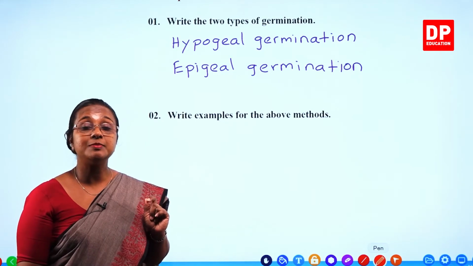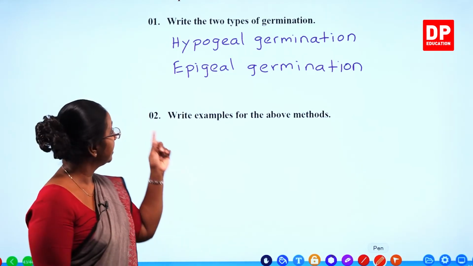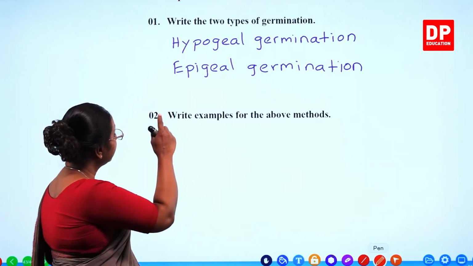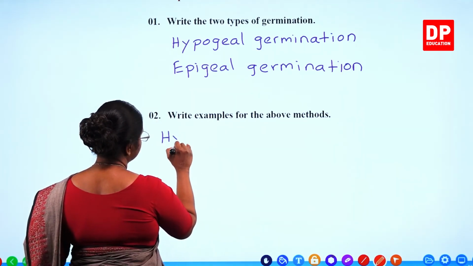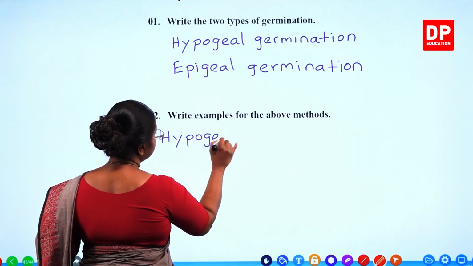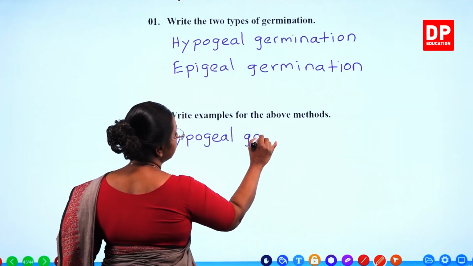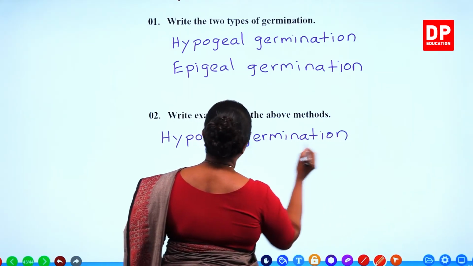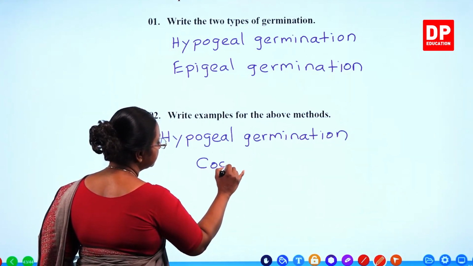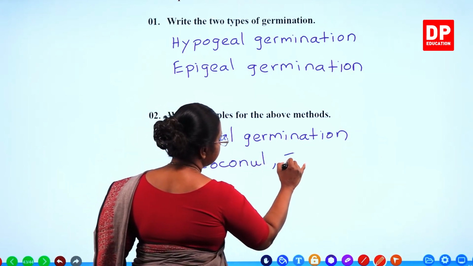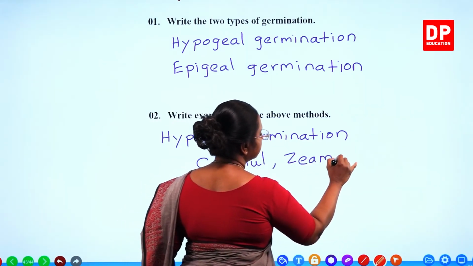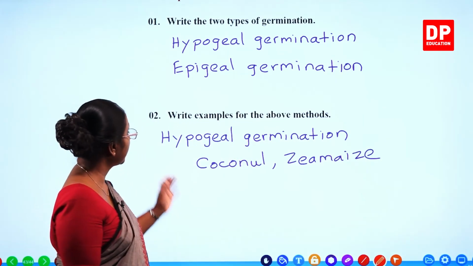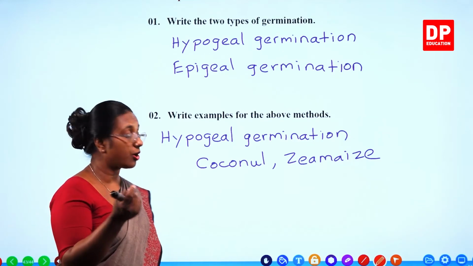Usually hypogeal germination is seen in monocot plants and epigeal germination is seen in dicot plants. So what are the examples for hypogeal germination? We can write coconut, then zea mays. We can even write paddy. All those are hypogeal germination, monocot plants.